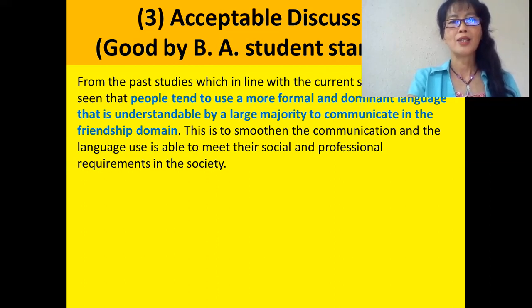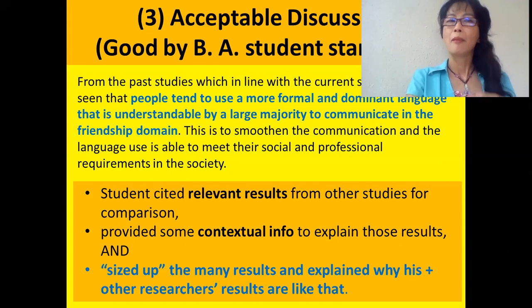From the past studies, which are in line with the current study, it can be seen that people tend to use a more formal and dominant language that is understandable by a large majority to communicate in the friendship domain. This is to smoothen the communication, and the language use is able to meet the social and professional requirements in the society.